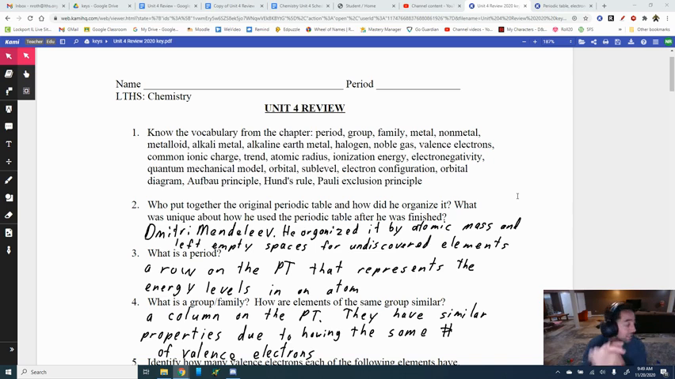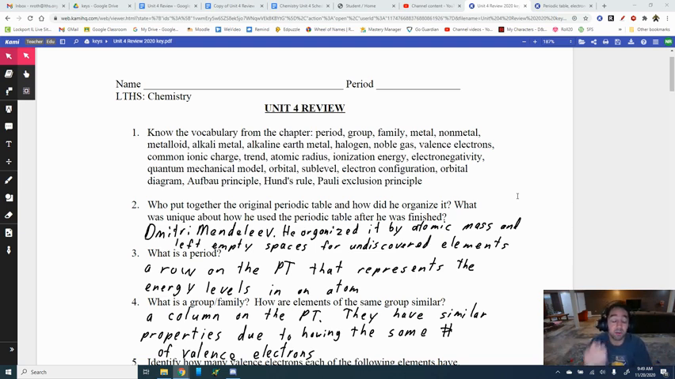So what he actually did was he left spaces for some undiscovered elements. Now, the reason he did that was because he also organized it based on vertical columns, and in those vertical columns were similar elements. So he kind of started to realize, oh wait, hey, this element here doesn't really fit with these elements here, but it does fit with these elements over to the side of it. So he realized that, oh wait, there isn't an element in this column right here. So maybe there's an element that we haven't discovered yet.